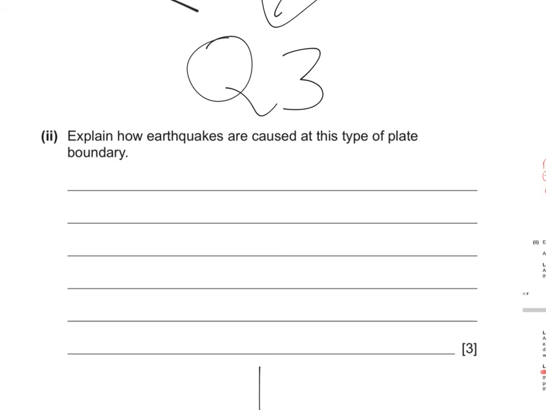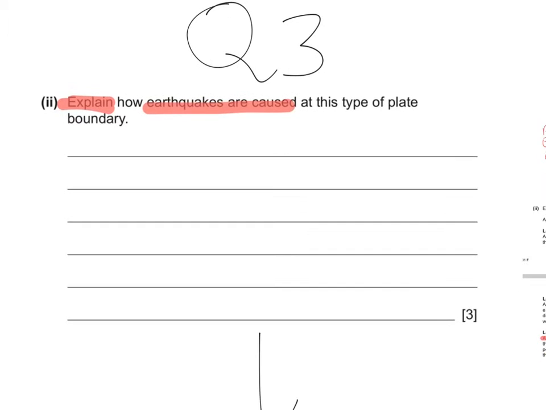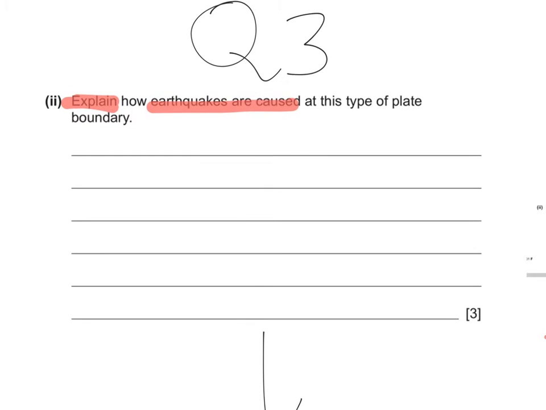Example question 3, same approach, explain command word. Earthquakes are caused at this type of plate boundary, and the plate boundary in relation to this question was a destructive plate boundary, but you could equally practice this question for any of the 3 plate boundaries. So you can pause it now and have a go at the question.